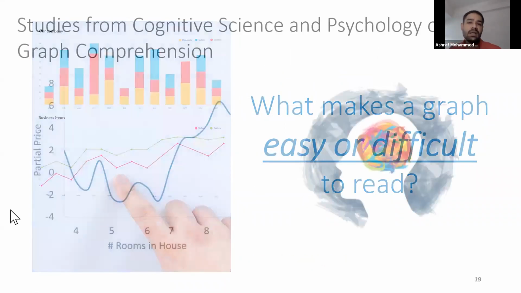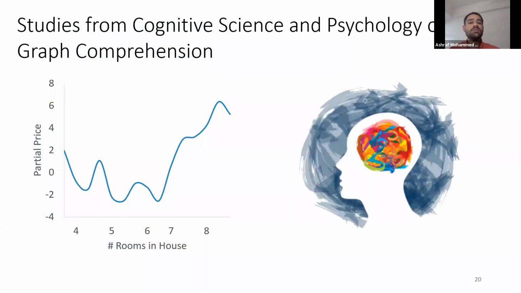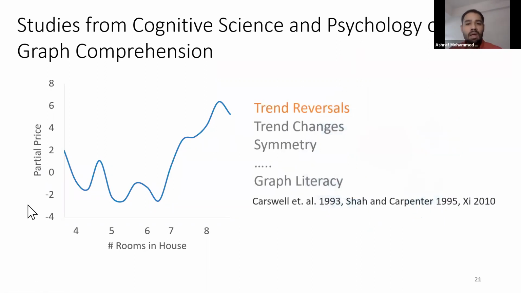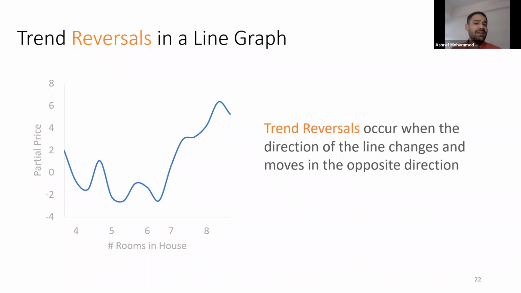And to answer that, we look at experimental studies from cognitive science and psychology on what makes a line graph difficult to comprehend. And we find that there are many factors that affect their comprehension. In this study, we only focus on the most salient one, which is the trend reversals. A trend reversal occurs when the direction of the line changes and the line starts moving in the opposite direction. And what you will notice is that this graph has many trend reversals.